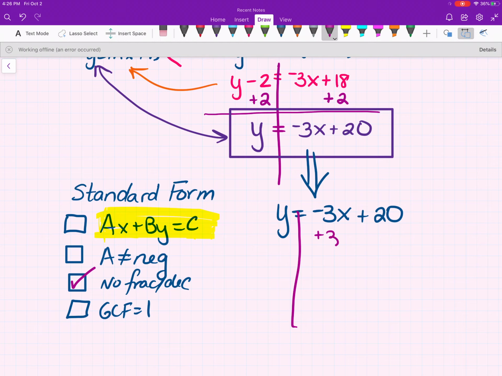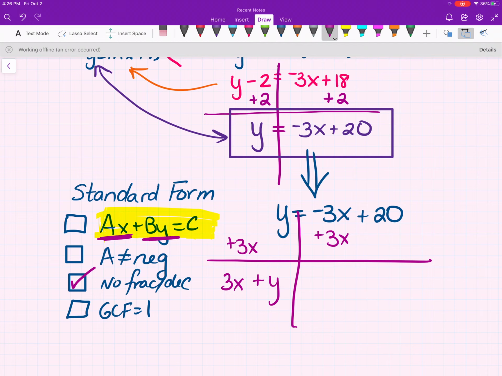I'm going to add 3x to both sides. Completely legal move. Why did I do that? Because I want it to look like ax plus by. So now I have 3x plus y, and it has to equal, well, this is gone, so we're equal to 20. Okay, that looks right. We have an x and a y in the right places. We have numbers in the front, so I can check that out. Okay, is a negative? Well, which one's a? The 3. Check it off.